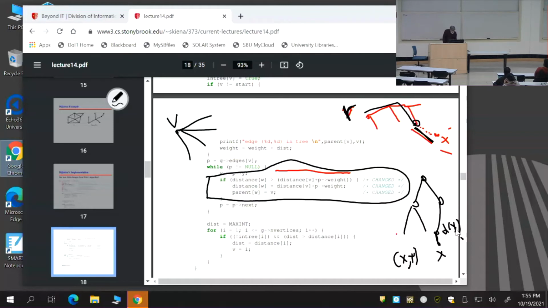Once we have added V to the tree, well, what do we know? If there exists some vertex W, such that the distance to V plus the edge weight from V to W is less than the current best way of getting to W, we have found a shorter path to W. And the length of the shortest path to W is going to be the distance to V plus the weight of that edge. And the parent, the last hop to get to W, is going to be V.